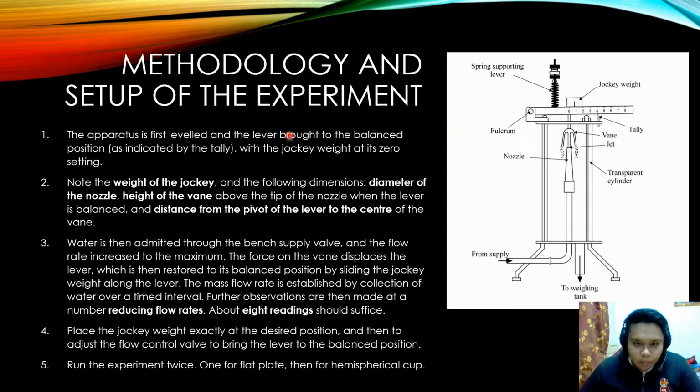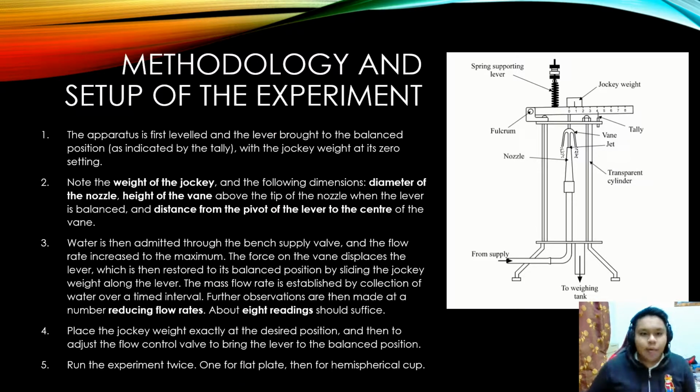Methodology and setup of the experiment. So this is the setup of the experiment. This is the spring supporting the lever. This is the jockey weight, which will be used to counter the jet coming from the nozzle, which is coming from the water supply. And this is the fulcrum, and this is the tally to indicate whether it is stable or not. And then this is the vane, and this is the transparent cylinder, and water will go to the weighing scale.